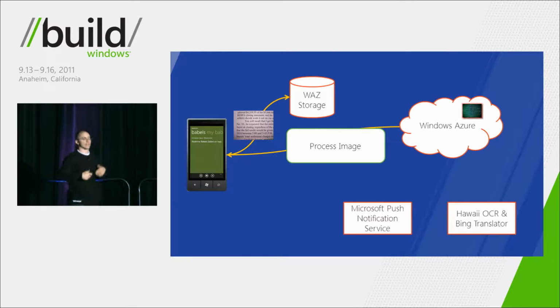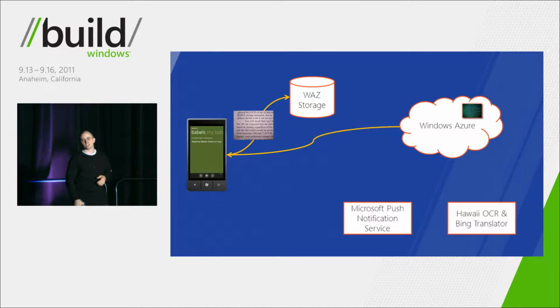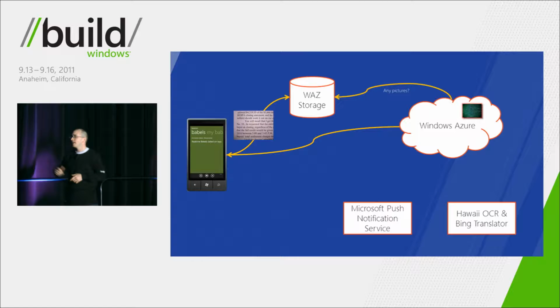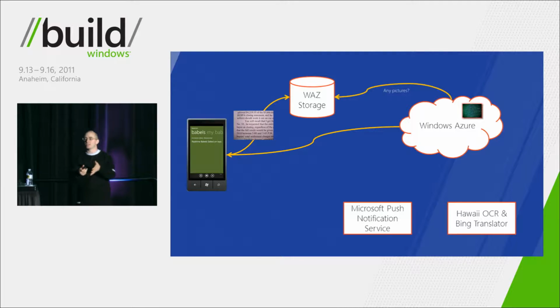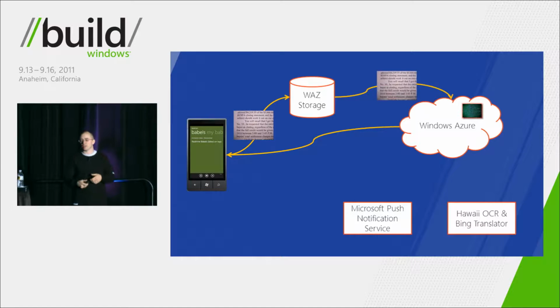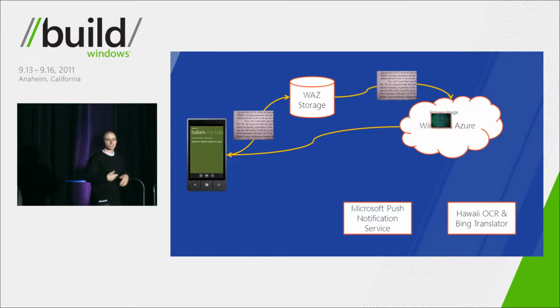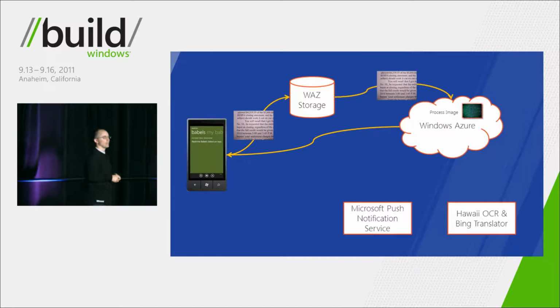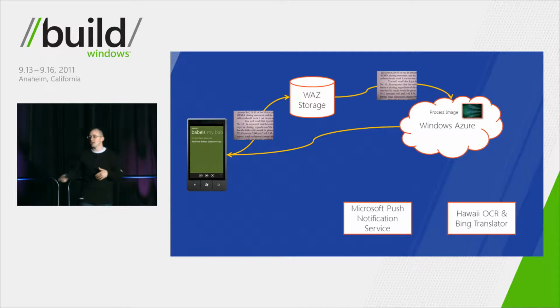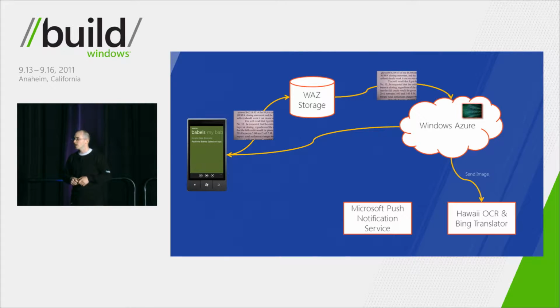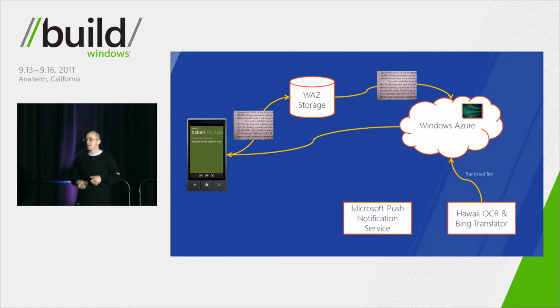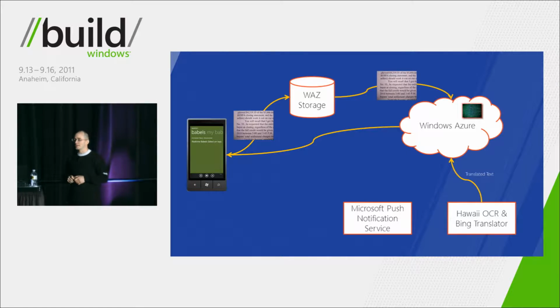From there, the next step was to process the image. And so a worker role running in Windows Azure is continually available to actually take that image and pass it along to additional services. So once it finds an image that's available, it will grab that image, it'll do some process and manipulation on it, and then it's going to go ahead and leverage that. So it's going to send that image off to the OCR and Bing Translator service. We're going to get back some text that has been potentially translated and the text that's been extracted.